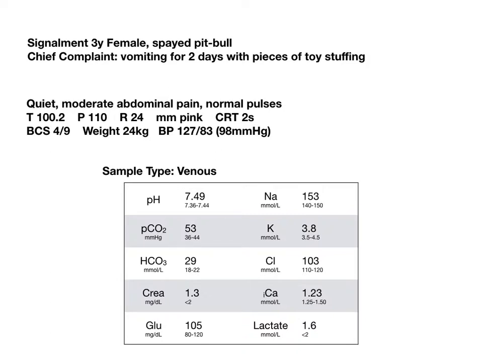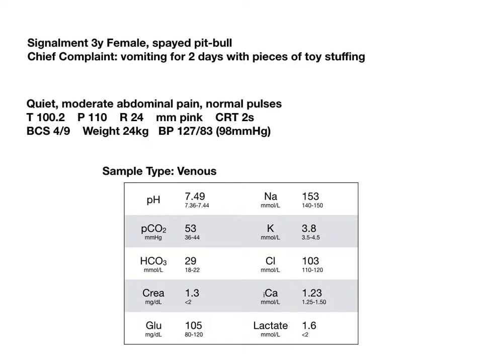This is a very friendly 3-year-old female spayed pit bull presented with a 2-day history of vomiting. She's eaten multiple toys and pieces of toys in the past, but she's always been able to poop them out. Today, she can't keep any food down, and there are pieces of toy stuffing in the vomitus. On exam, she's quiet. She's got moderate abdominal pain in the left caudal abdomen. Thoracic auscultation is normal, and she's got normal femoral pulses. Cardiovascularly, she seems fairly stable, and ultimately she ends up being diagnosed with gastric and small bowel foreign material on abdominal imaging. Her blood work comes back prior to surgery, and this is what we've got.